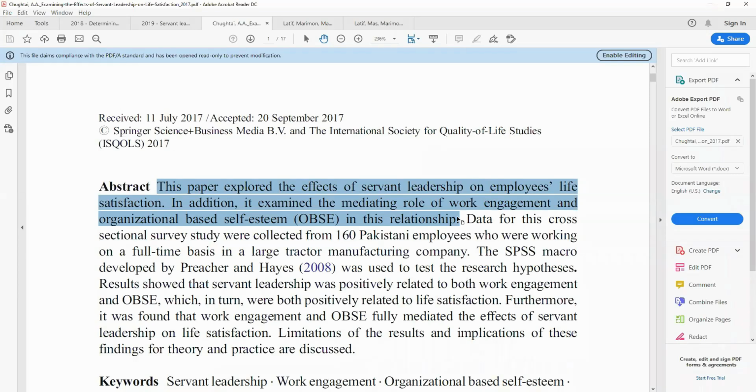Primarily, we can say that there are two objectives. The first one being studying the impact of servant leadership on life satisfaction. And while studying this relationship, the research also focuses on how two variables mediate this relationship. While talking about mediation, it obviously helps us understand how an independent variable actually impacts the dependent variable. So we can easily copy this information and paste it onto our Excel sheet.